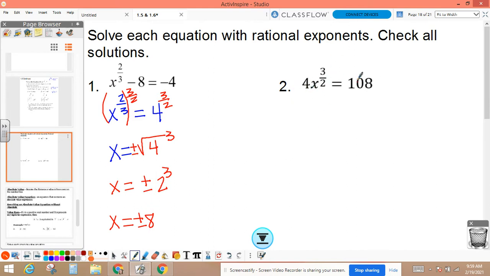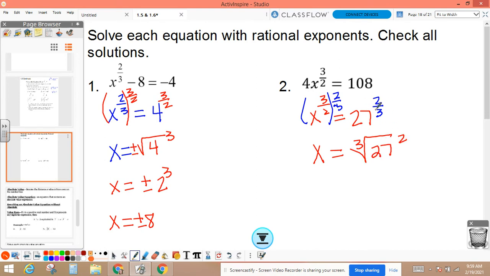All right, so this one, we're going to divide by 4 on both sides. So we have x to the 3/2 is equal to 108 divided by 4. I want to say is 36. No, it's not. It's 27. All right, so then to get x by itself, we raise to the reciprocal, so to the 2/3. So this side gets raised to the 2/3. So we get x. And then this is the cube root of 27 squared.